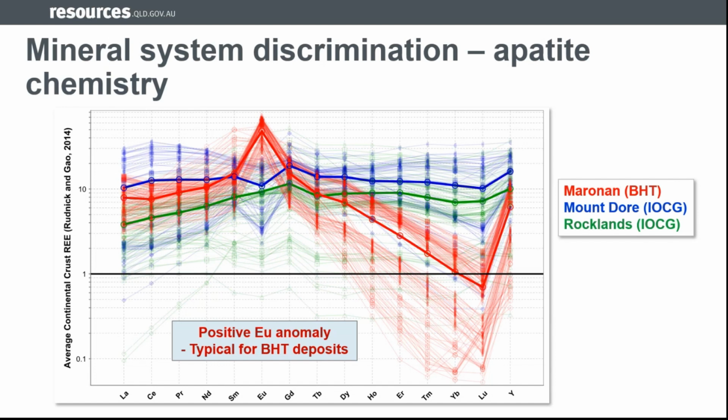So these are our very own results, and remember the positive europium anomaly in chlorite geochemistry. This is much more prominent looking at apatite chemistry, and these are our very own results looking at apatite. This positive europium anomaly we have seen only in Broken Hill. And here we show results for Moronon. So the pattern is essentially the same for Canada.